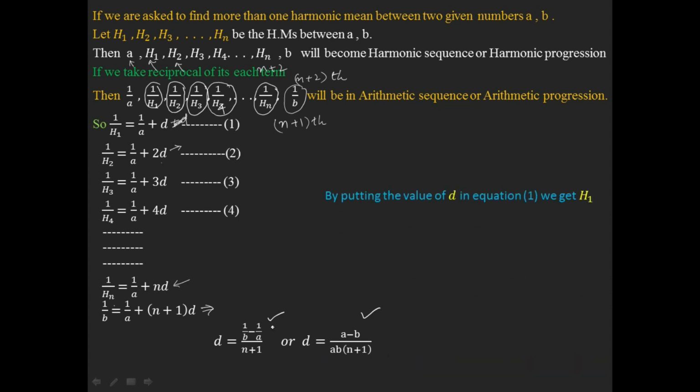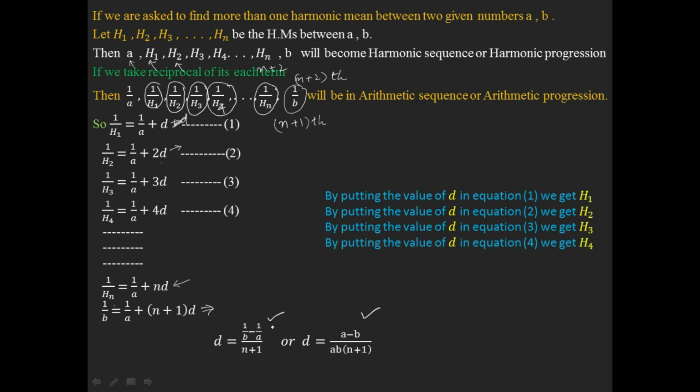Let's do the example. How will we find h1, h2, h3, h4 and so on? We will put the value of d, obtained from this formula, in equation 1 to get h1, in equation 2 to get h2, in equation 3 to get h3, and in equation 4 to get h4. What will be the next one? 1 over h5 is equal to 1 over a plus 5d. So we obtain the value of d from this formula or this formula, and put it over here to get h5.